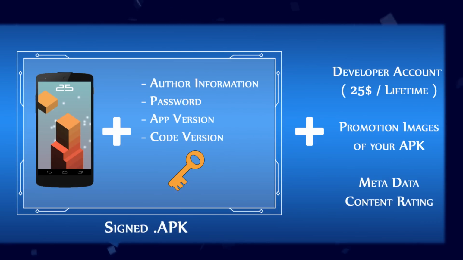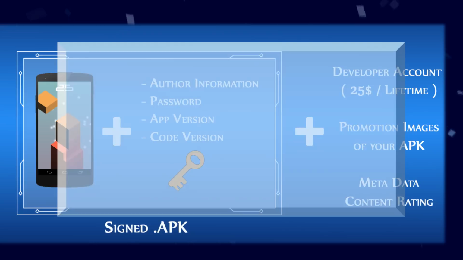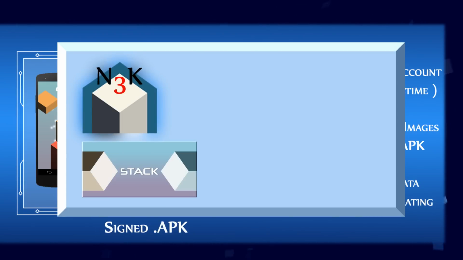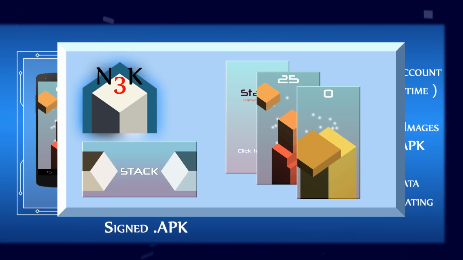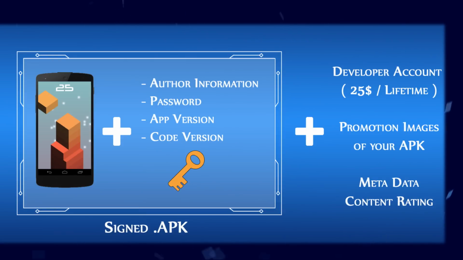So you've got your signed APK, your developer account, now you will need some promotion images for your game. The minimum you must provide is a single high-resolution icon, a banner, and 3 screenshots of in-game action. Now of course, the more you provide, the better your landing page will look. And also, if you're building this for tablet as well, I really recommend that you add some promotion images for these, else you won't show up in their search result.